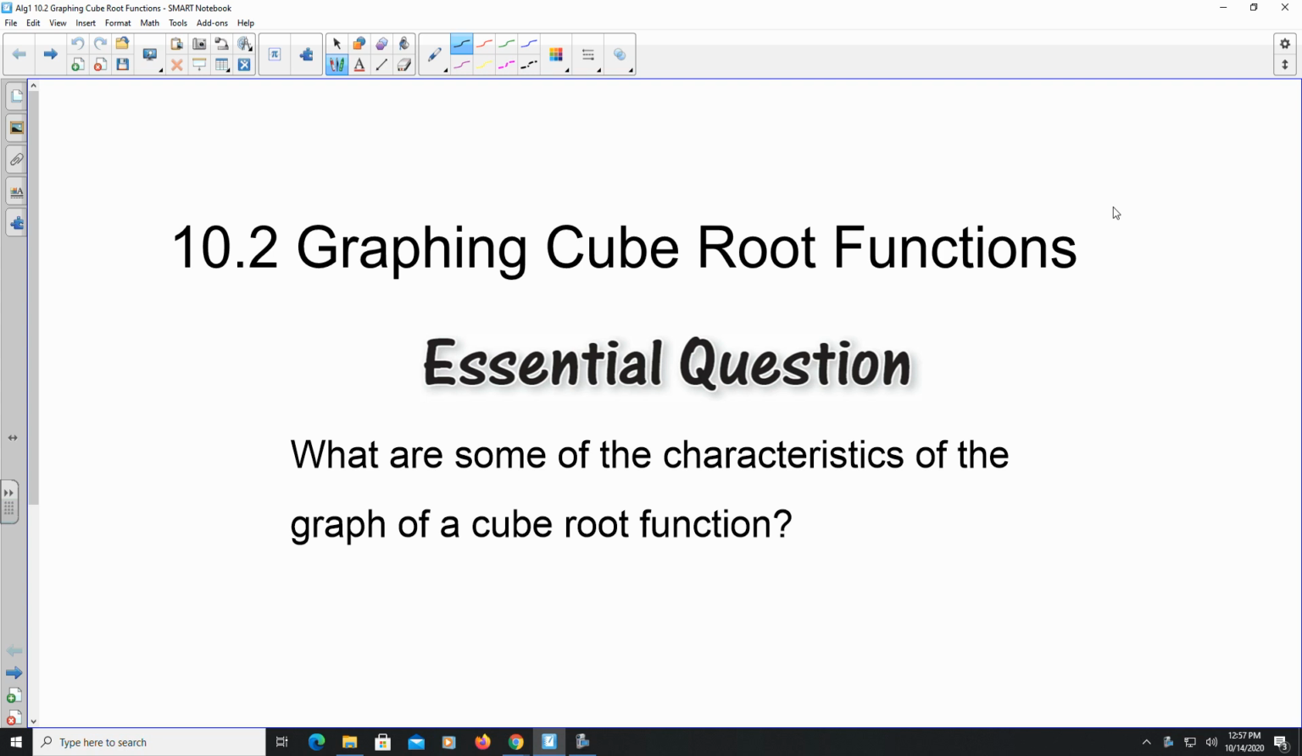In this lesson, we're going to be taking a look at section 10.2, where we're going to be graphing cube root functions.